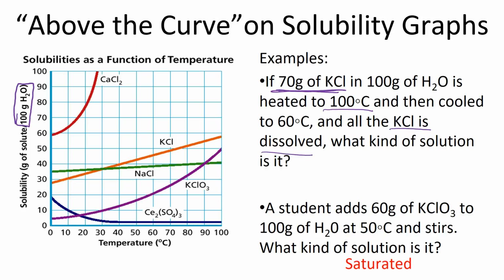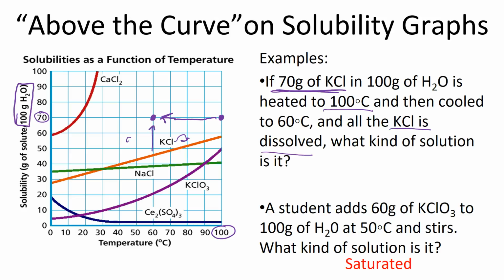Well, let's use our graph to help us. So KCl is this orange line here. And it says we have 70 grams, which is right here, in 100 grams of water, and it's heated to 100 degrees. So at 100 degrees Celsius and 70 grams, we've got a spot right there. And it's above my line. It says it's cooled to 60 degrees. So that means we stayed with our same amount, but now I'm at 60 degrees.